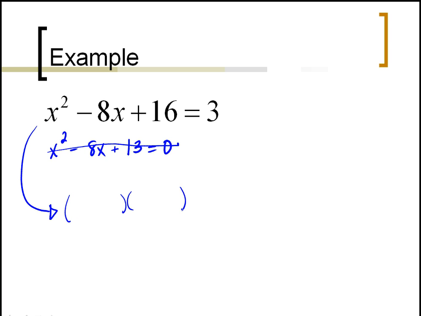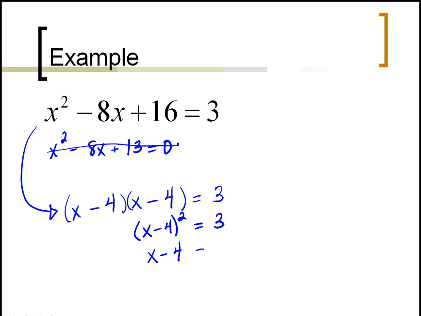And if we factor that, we would get x and x. The factors of 16 whose sum is 8 would be 4 and 4, and we know both signs are the same because of this sum, and they're both negative. So x minus 4 times x minus 4 is really x minus 4 squared is equal to 3. And then we can apply the square root property that says x minus 4 is equal to plus or minus the square root of 3. And then we can add 4 to both sides to get 4 plus or minus the square root of 3.